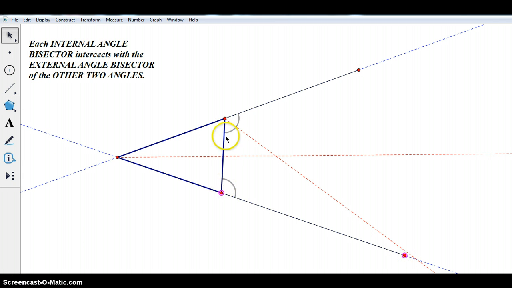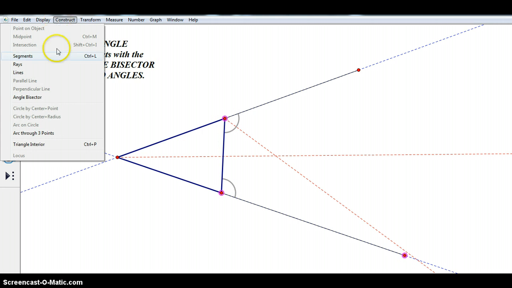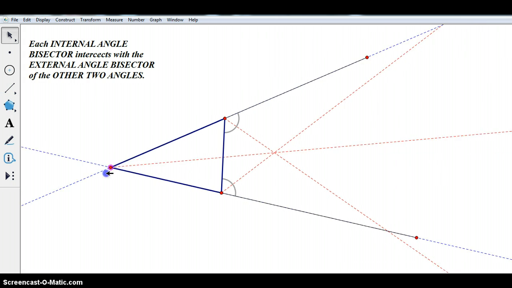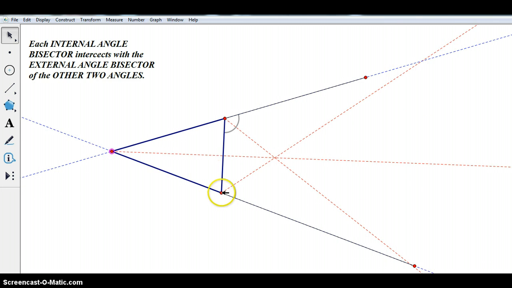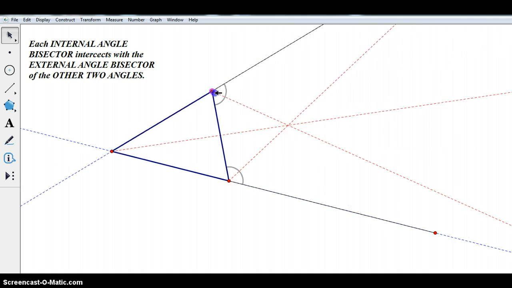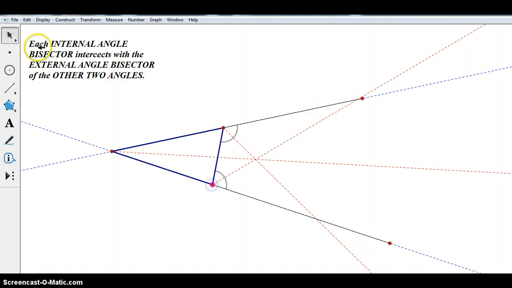And you should be able to see already before we construct this that it is going to intersect with the other two angle bisectors. And there we go. So we can see clearly that those three angle bisectors, the one internal and the two other external, all do clearly intersect at one point. And let's just highlight that.